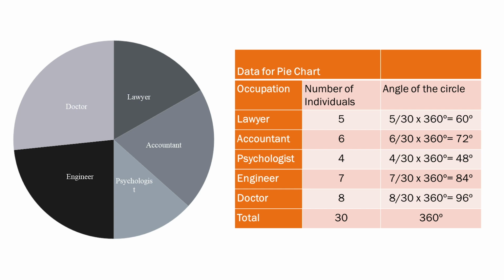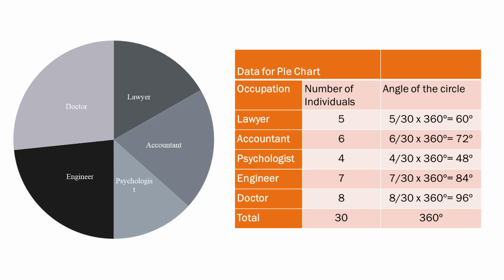For example, this is the data for the pie chart. We have lawyer, accountant, psychologist. You could take any other example, such as crop production with wheat, rice, tea, and so on, according to production units. Here we have the number of individuals. In the lawyer category we have 5, accountants 6, psychologists 4, and so on. The total frequency, or total number, is 30.